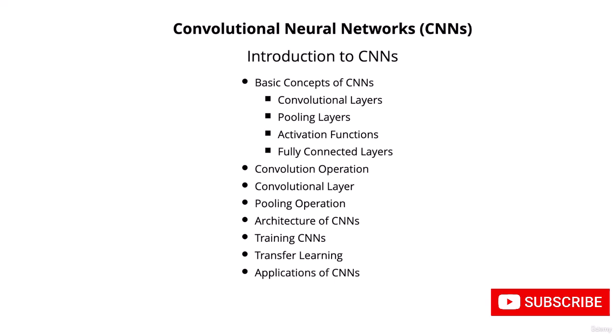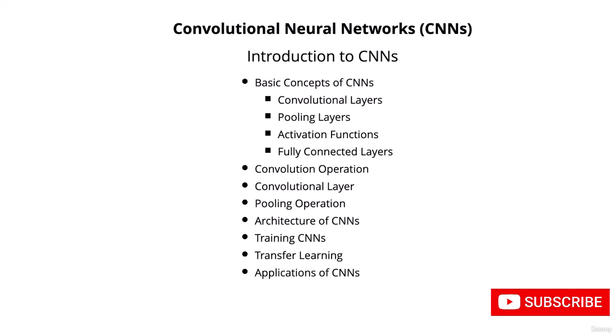Let's go over the architecture of CNNs. CNN architecture typically consists of alternating convolutional and pooling layers, followed by fully connected layers for classification or regression. Modern architectures such as VGG, ResNet, and Inception are deeper and more complex, achieving state-of-the-art performance on various tasks.